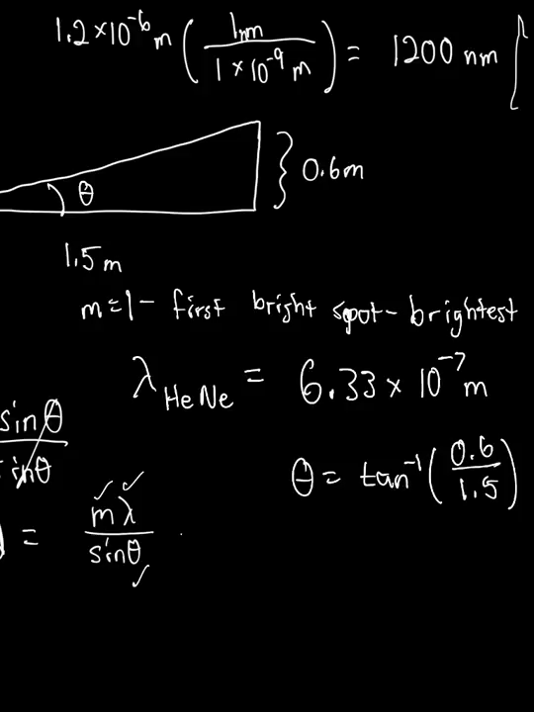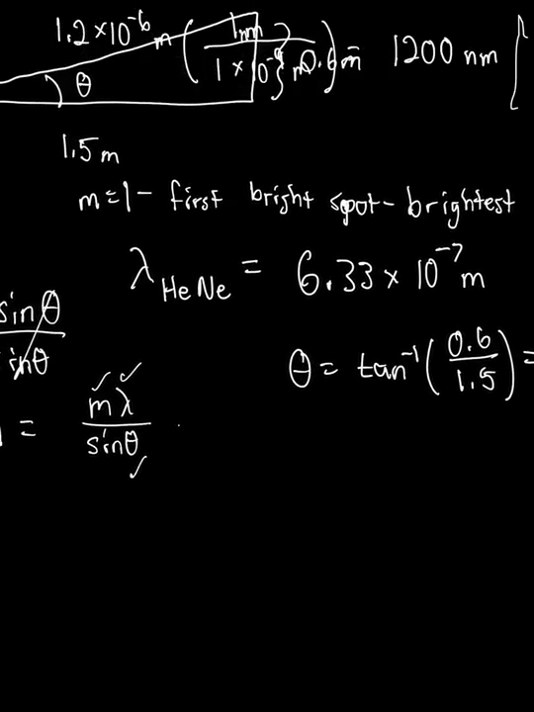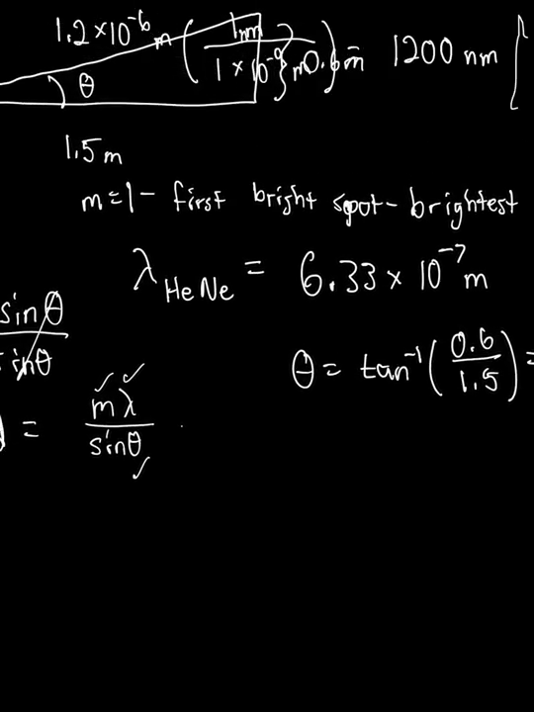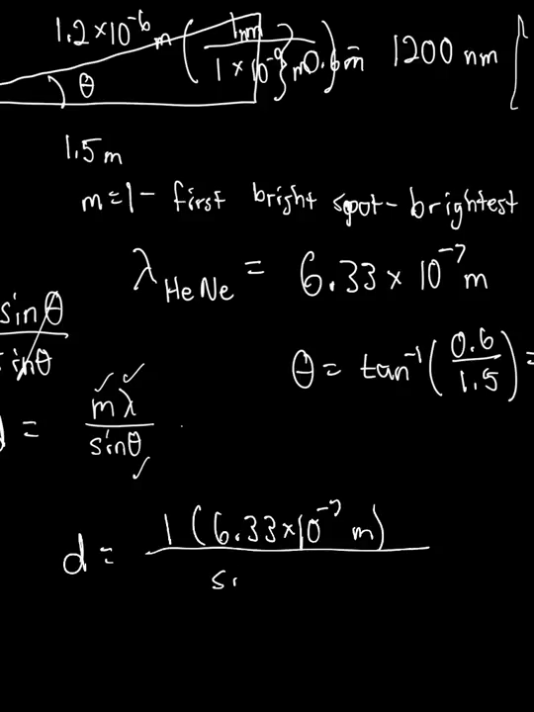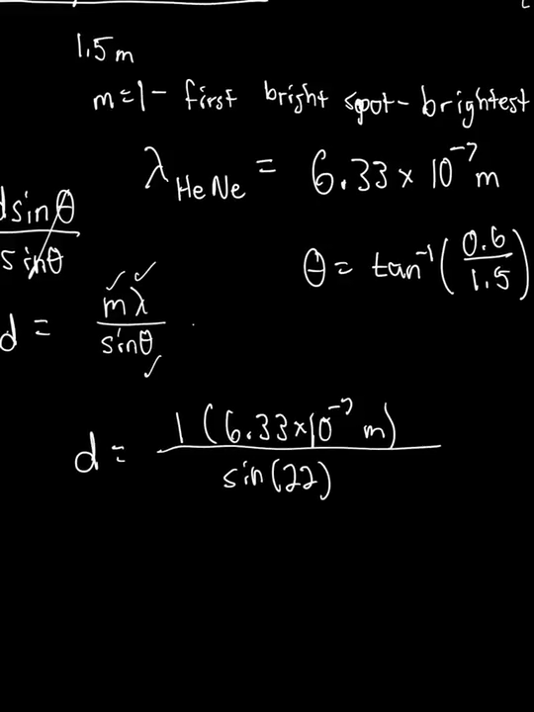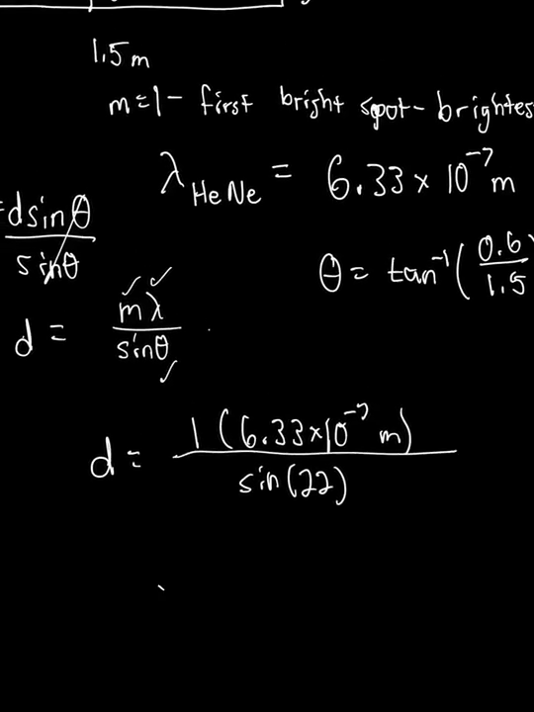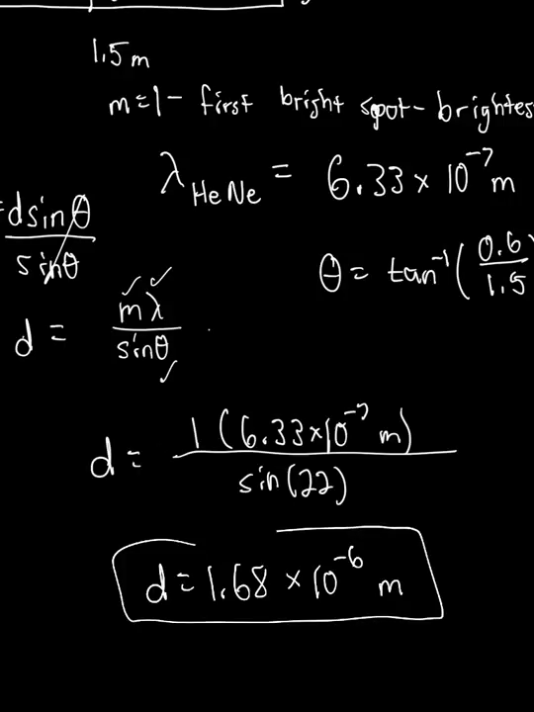So I can plug and chug that into my calculator, and I get a theta of 22 degrees. So then we plug all of our numbers in. D equals 1 times 6.33 times 10 to the negative 7 meters, all divided by the sine of 22 degrees. I plug all of this in, and I get D is equal to 1.68 times 10 to the negative 6 meters. So that's how far apart my slits are.